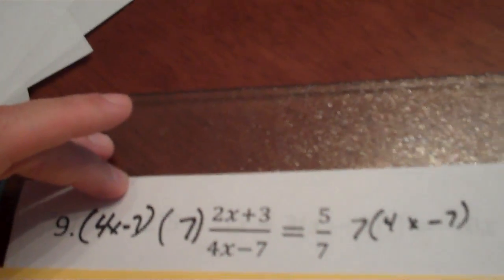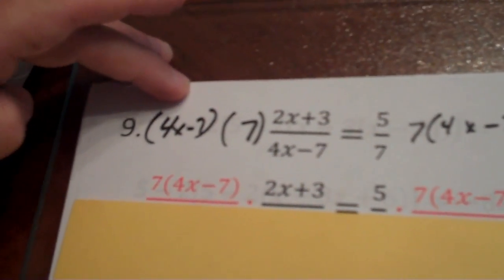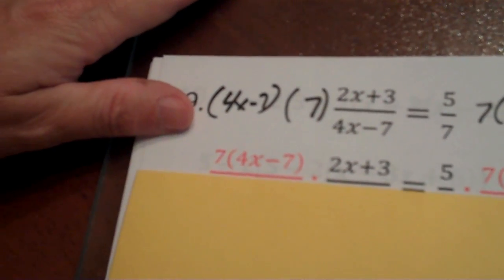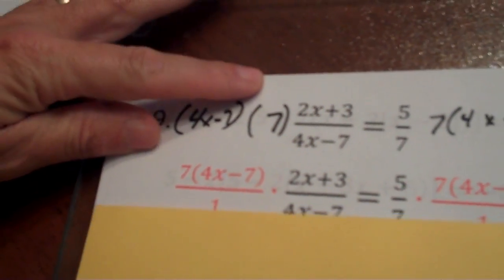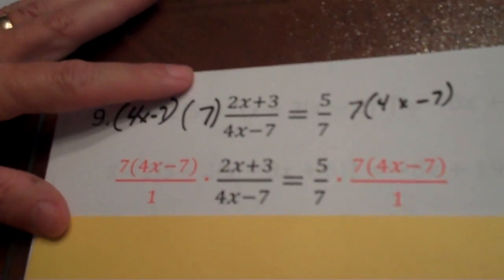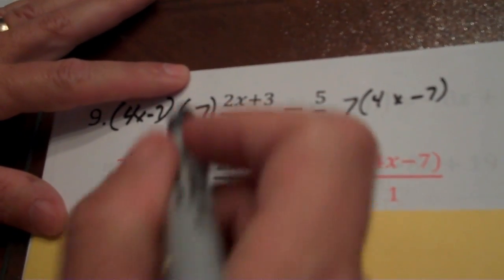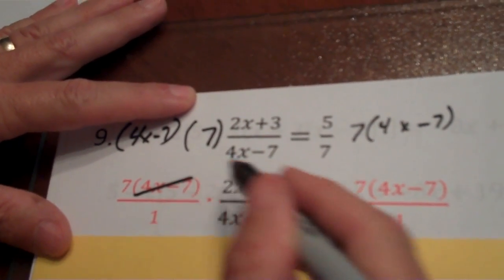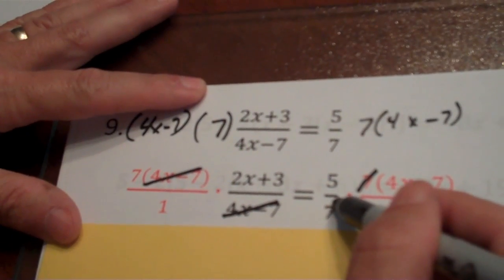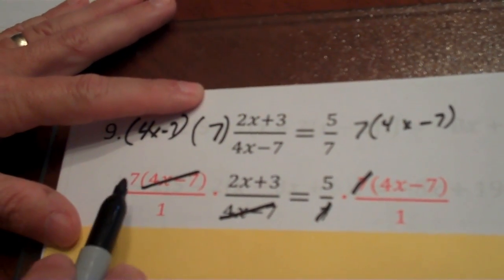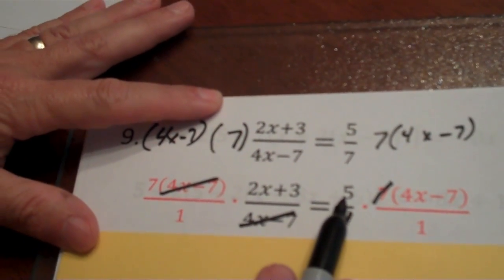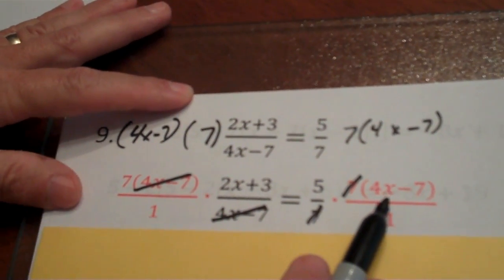So in other words, I have to multiply both sides of my equation by 7 times 4x minus 7. Since I have these written as fractions, let's go ahead and write my common denominator as a fraction by merely putting it over 1. Do you see what's going to happen at this point? The 4x minus 7 will cancel from the one on the left, and the 7 will cancel from the one on the right, and I'll be left with 7 times 2x plus 3 and 5 times 4x minus 7.